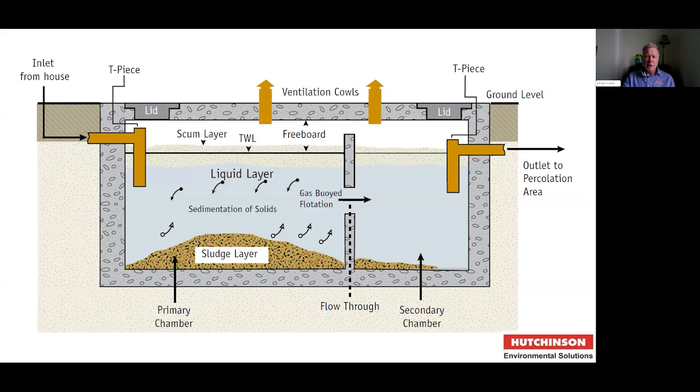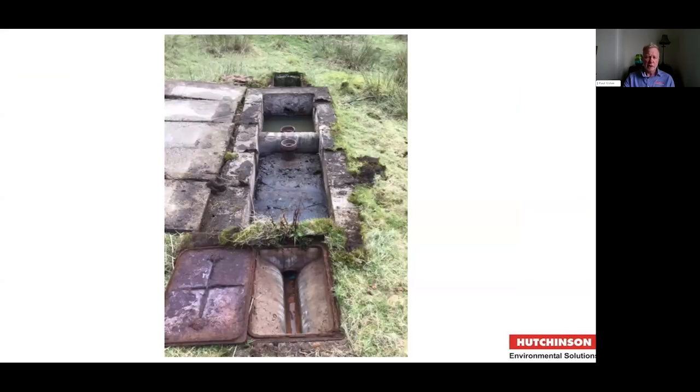So what happens in a septic tank? You can see there that that's it in elevation or cutaway view. It might be a little bit confusing to start with, but it comes in from the left-hand side and flows through the system to the right-hand side where it goes out to the drainage field. And just to show you, that's what it looks like in practice.